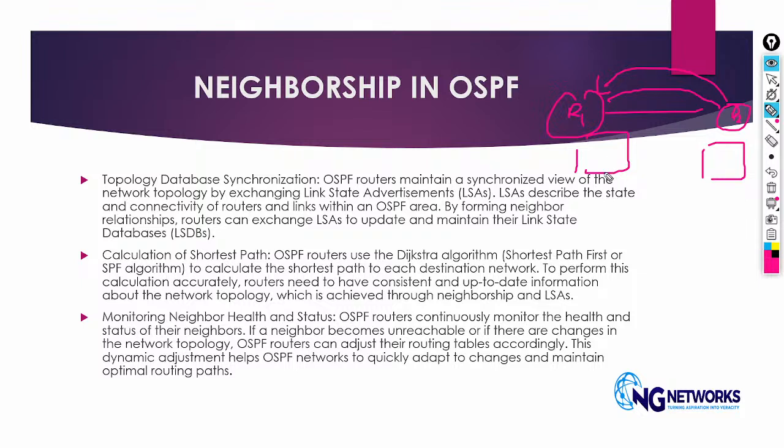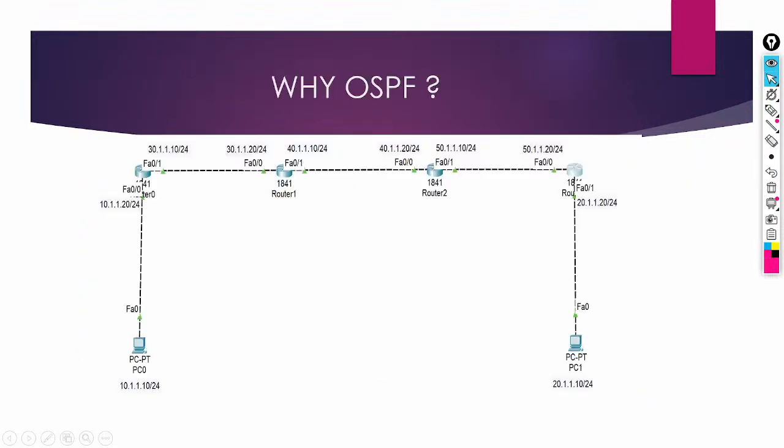Now this neighborship is also created to calculate the shortest path. There is an SPF algorithm which is used to calculate the cost of the path. What is the cost? Let me just show you. Cost is a metric of OSPF.